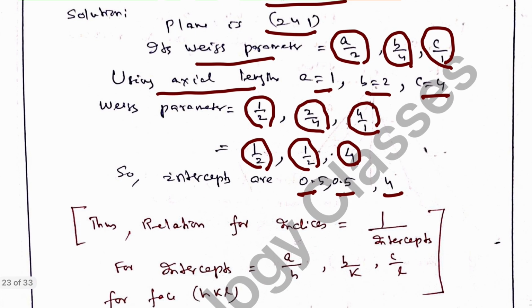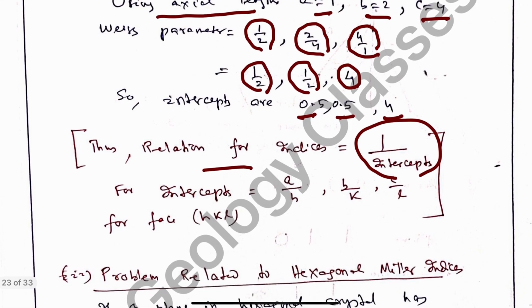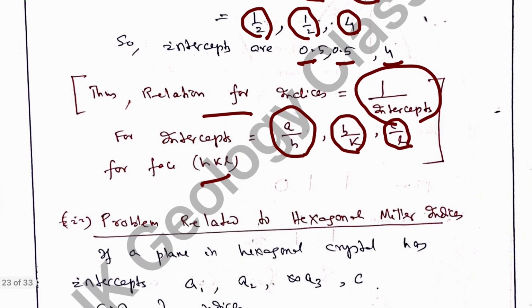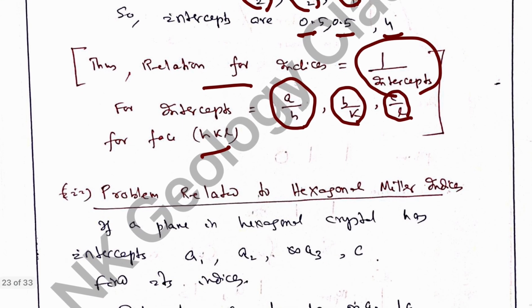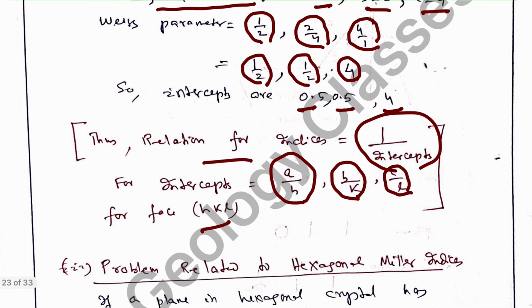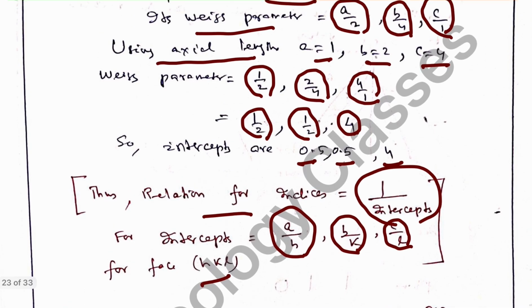Thus, the relation is that the indices are equal to the reciprocal of the intercepts. The intercepts are a by h, b by k, c by l for a face having Miller indices (hkl). So we can determine the intercept lengths along the axes by taking into account the axial ratio.